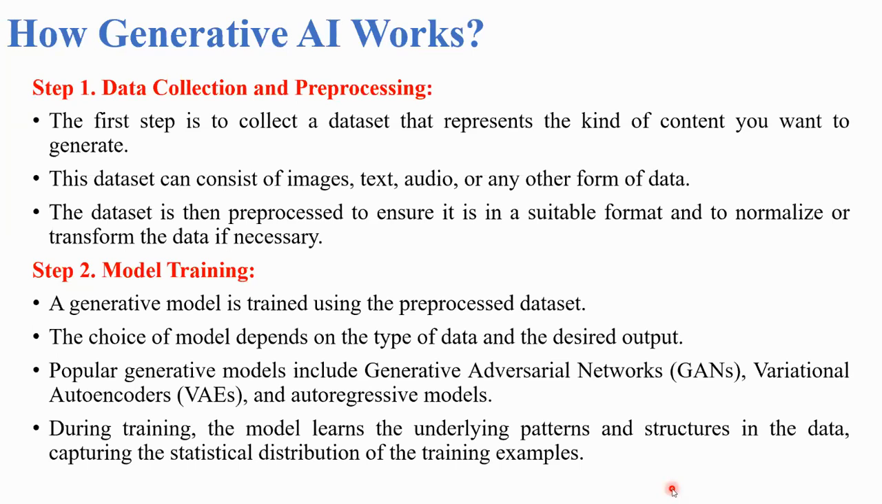Okay. Now the choice of model. You have to select some model, right? I've discussed already the generative adversarial network, variational autoencoder, autoregressive models, all those things. So now I want to identify the type of data and the desired output also. Before going into model training, I want to understand the different types of models. That's why I've given a short introduction about each and every model in the previous slide itself.